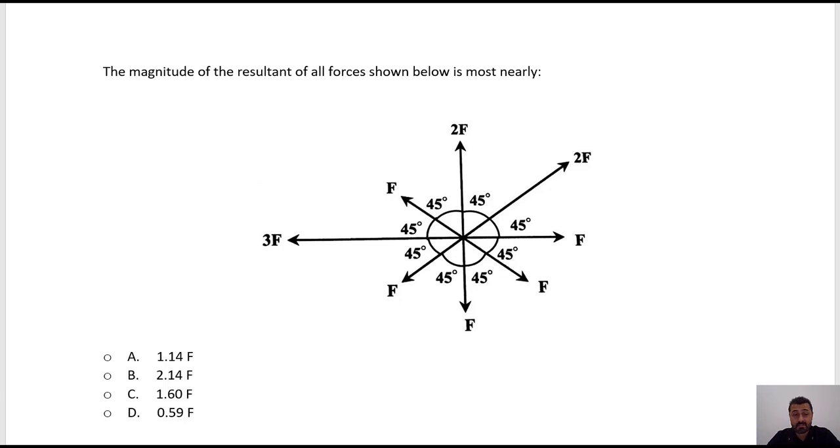Let's challenge yourself and try to answer this question within 2 minutes and 54 seconds. The question says the magnitude of the resultant of all forces shown below is most nearly. And you have 4 options. And we are not gonna solve this question because this is served as a self-practice. But I give you the final answer. The final answer is option B.